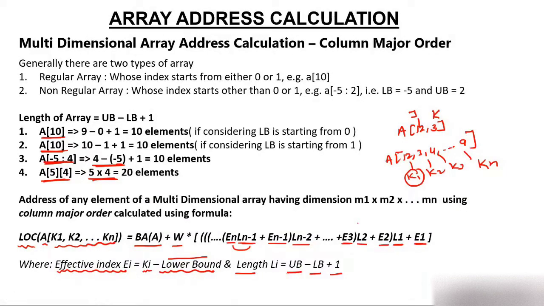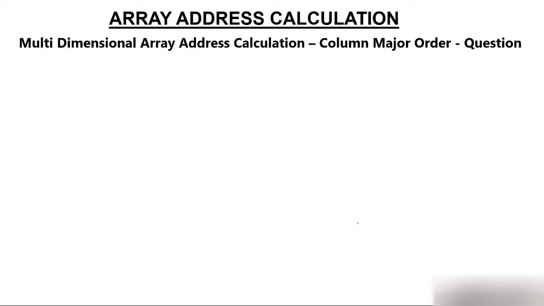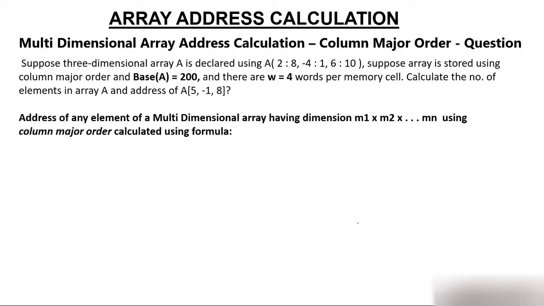But right now you must be confused about how to use this formula. So in the next slide we are going to solve one question, and I'm giving you 100% assurance that in the next slide you will understand this formula very clearly. Now you have a multi-dimension array address calculation using column major order, and the question is this.